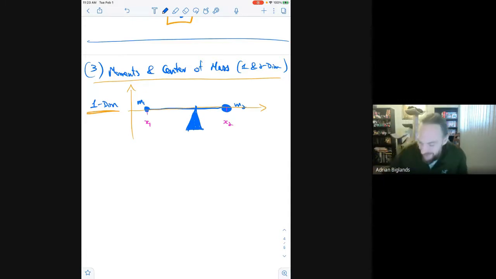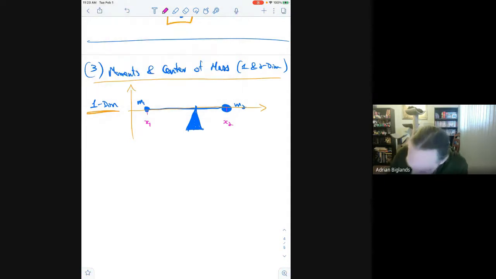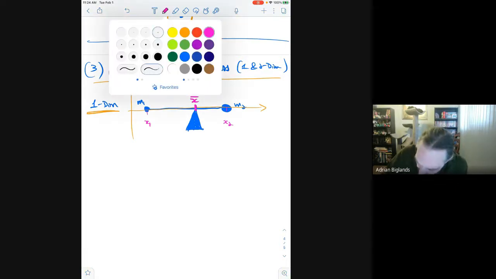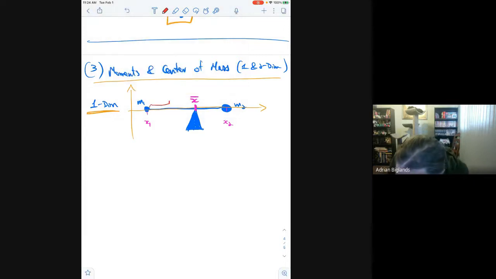So that's what we're finding. When we do that, this is what we're going to call X bar, this location. And this one in here we're going to call D1, and this one we're going to call D2, distance 1 and distance 2.